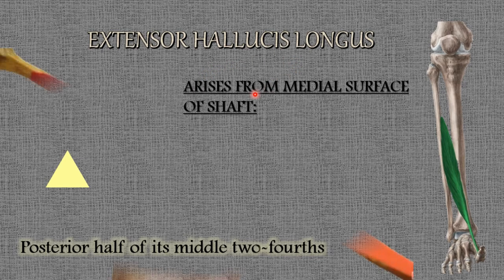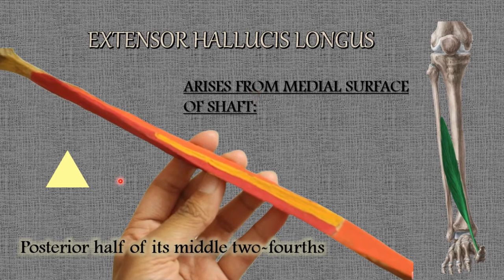It arises from the medial surface, from the posterior half of its middle 2/4. This is the posterior yellow one, the posterior half of its middle 2/4. So this is the extensor hallucis longus, and this is the extensor digitorum longus. The anterior half was occupied by the extensor digitorum longus.